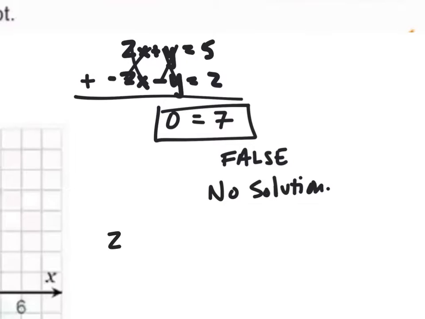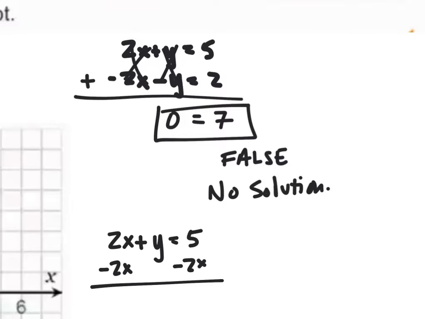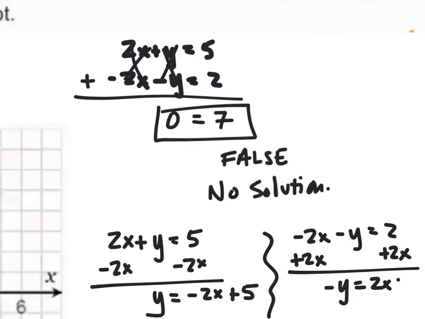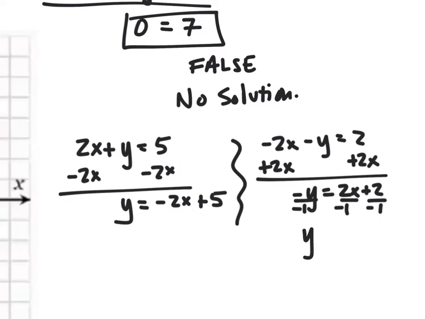Okay? So let me do this. Let me take 2x plus y equals 5, and let me solve this equation for y. So I'm going to move my 2x over, so negative 2x, and I've got y equals negative 2x plus 5. So that's one equation. The other equation is negative 2x minus y equals 2. So I'm going to add 2x to both sides. So I get negative y is equal to positive 2x plus 2. Now I'm going to divide everything by negative 1, and that's going to give me y equals negative 2x minus 2.